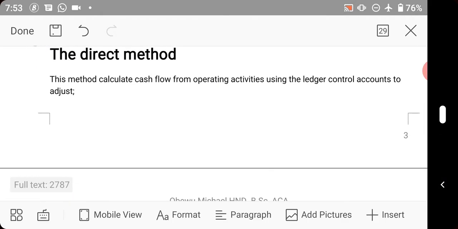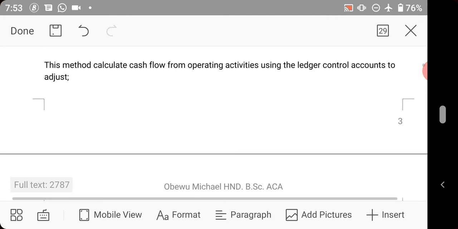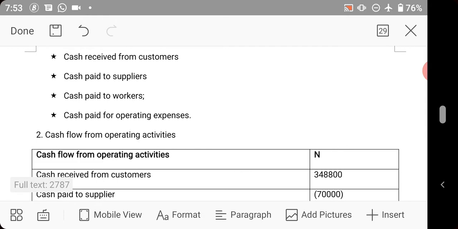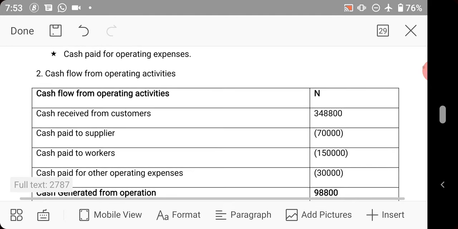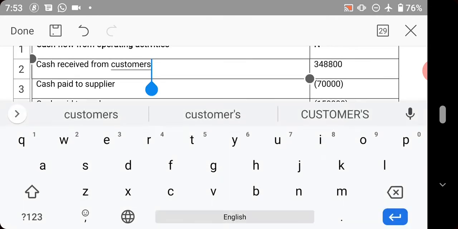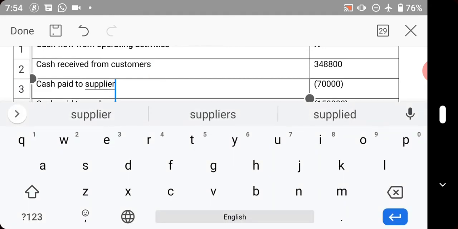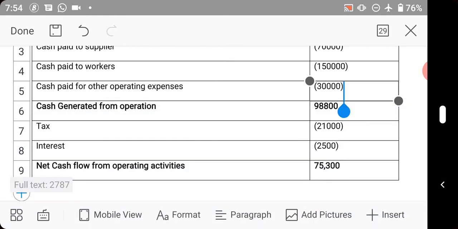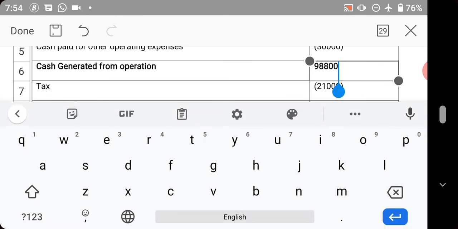So we now look at the direct method. This method calculates cash from operating activities using ledger control accounts to adjust cash received from customers, cash paid to suppliers, cash paid to workers, cash paid for operating expenses. So we now have cash flow from operating activities. Cash received from customers, you bring it in. Cash paid to suppliers, you deduct it. Cash paid to workers, you deduct it. See, that's why it's in brackets. Then you add all to give you cash generated from operation.